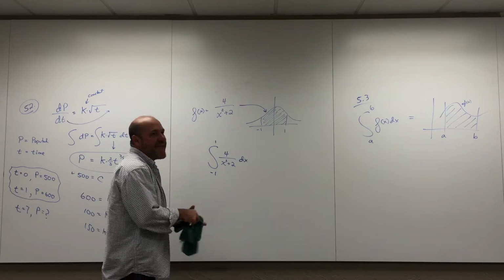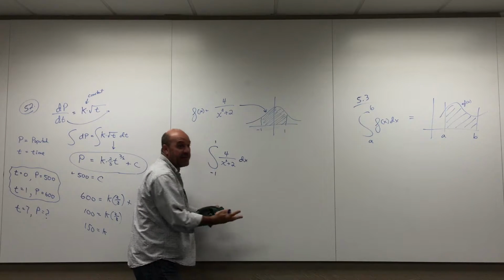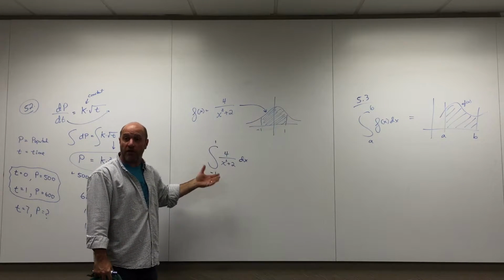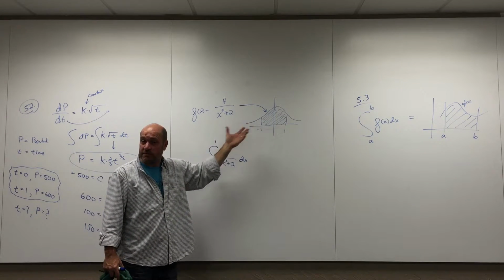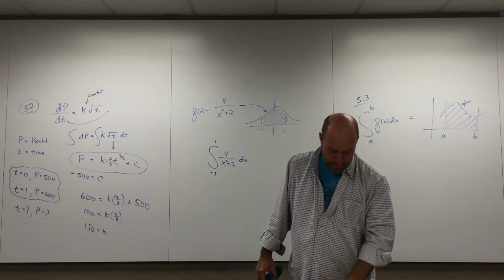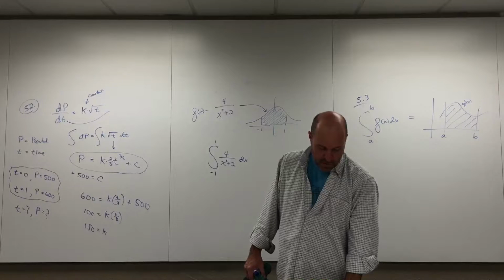Sorry, 5.3 isn't about that, let's finish this. 5.3 is about, can you go from the picture to the integral or from the integral to the picture? And that's all it is, kind of. Let's do one more here. Look at this one.